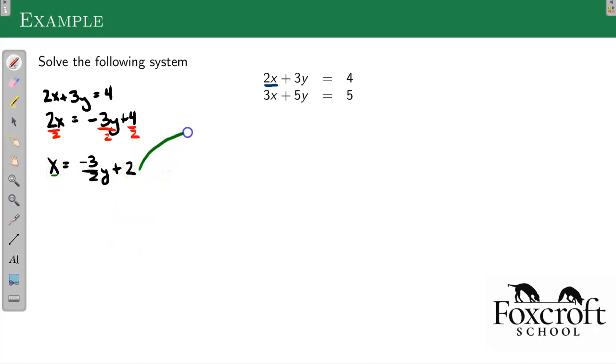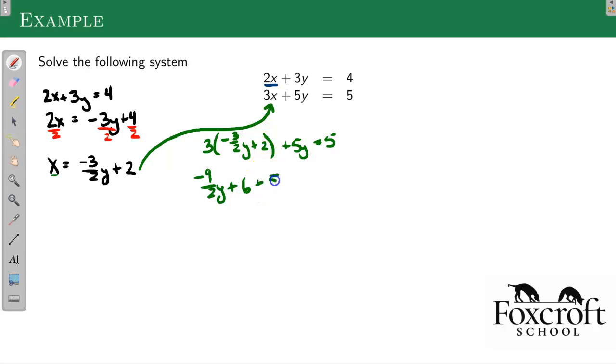Now I'm going to take that and plug it into the other equation. So now my equation is going to be 3, instead of x, that relationship here, negative 3 over 2 y plus 2, plus 5y equals 5. Make sure you use parentheses whenever you plug something in, because you have to remember to distribute. This is going to be negative 9 over 2 y, plus 6, plus 5y equals 5.